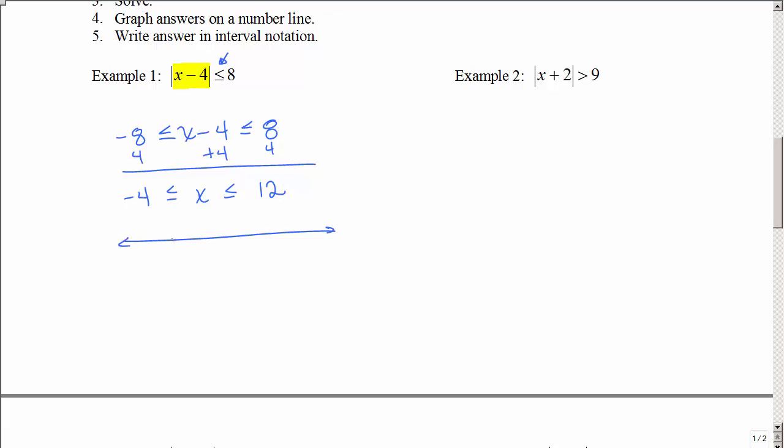So x has all the values between negative 4 and 12. I want to graph that on a number line, nothing too fancy. We want to include those because of the equal to part, and we would shade between. And then the last thing I'm going to ask you is to write your answer in interval notation. So we go from negative 4 to positive 12 in brackets. Let's look at the next example.